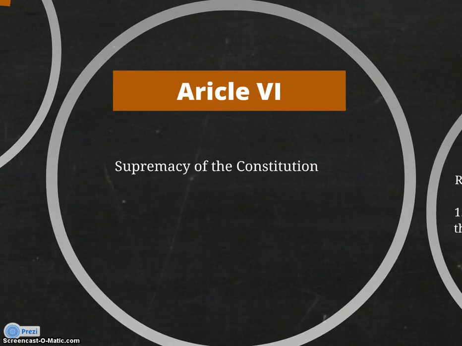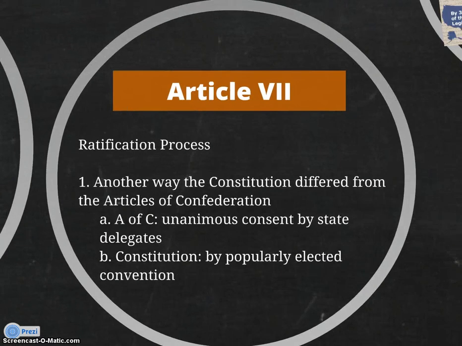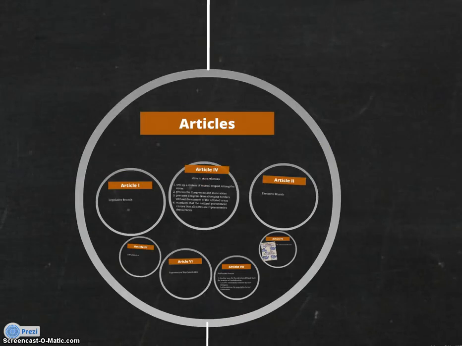Article 6 sets up the supremacy of the Constitution, which I touched on earlier. Article 7 sets up the ratification process. Another way that the Constitution differs from the Articles of Confederation is that the Articles mandated unanimous consent by state delegates. And you heard earlier, in an earlier presentation, about why that was not possible. So the Constitution sets up ratification by popularly elected convention.